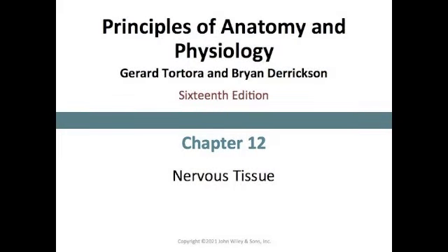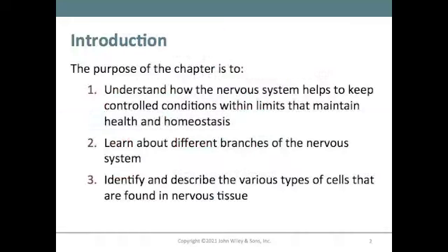Tonight's lecture covers Chapter 12, the Anatomy and Physiology of Nervous Tissue. The purpose of this chapter is to understand how the nervous system helps to keep controlled conditions within limits that maintain health and homeostasis. Tonight we'll also learn about the different branches of the nervous system, and we will identify and describe the various types of cells that are found in nervous tissue.